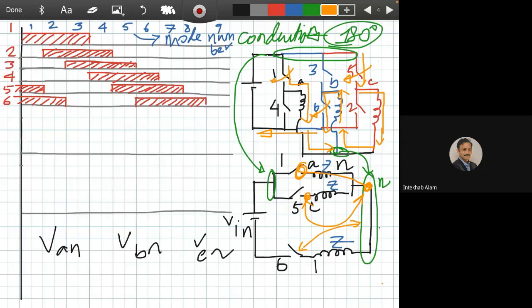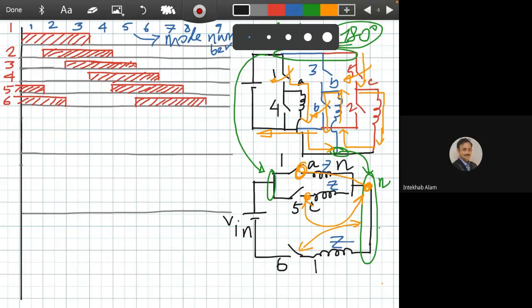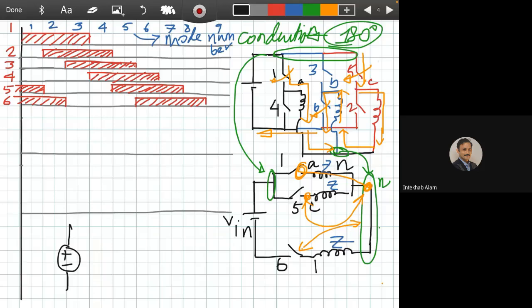Okay, do you have any question regarding these points? What is the value of VAN? Sir, the value of minus 0? No, no, no. I am giving you a clue to find the value. I am giving you some old school topic.